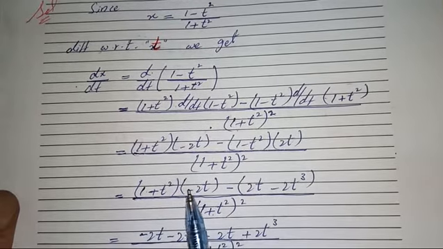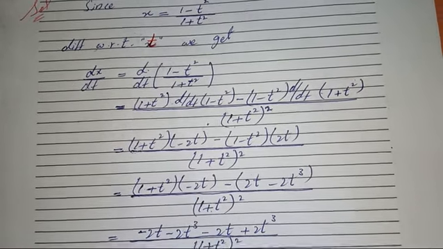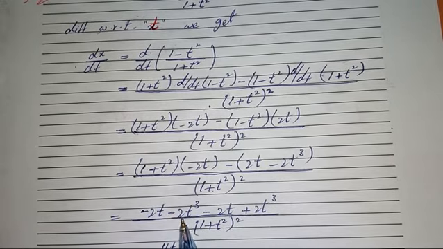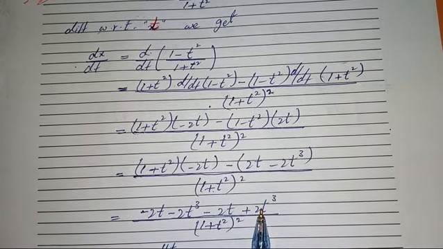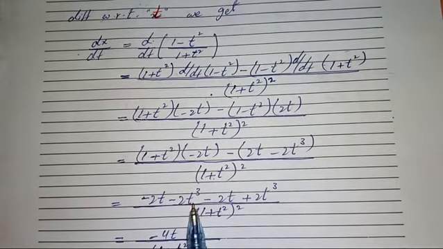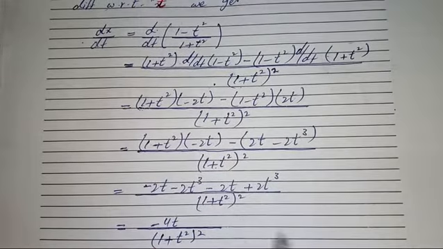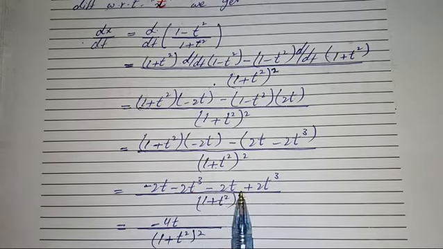Now multiply minus 2t with 1 plus t square, it becomes minus 2t, and when minus 2t is multiplied by t square, minus 2t cube, minus as it is, minus 2t plus 2t cube, and all terms are divided by the square of 1 plus t square. You can see here minus 2t minus 2t is minus 4t, minus 2t cube plus 2t cube cancel out, left behind minus 4t over (1 plus t square) whole square.